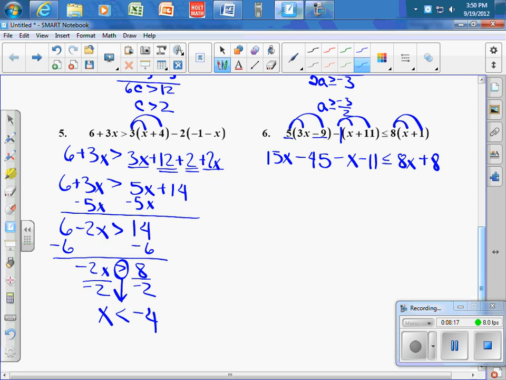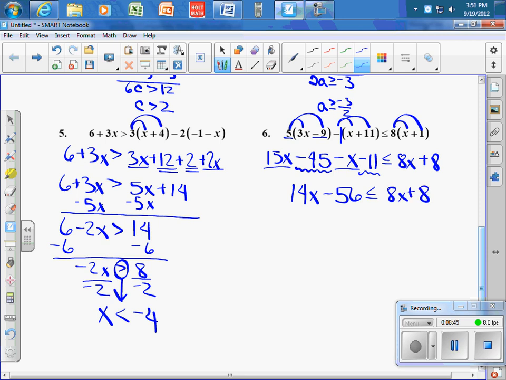On the left side, combine like terms. 15x minus x is 14x. Now, what I see here is not a minus 45. I see a negative 45. I don't see minus 11. I see a negative 11. What's negative 45 and a negative 11? Negative 56, is less than or equal to 8x plus 8.